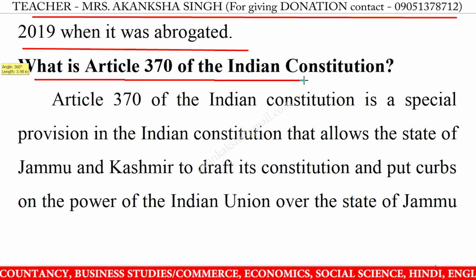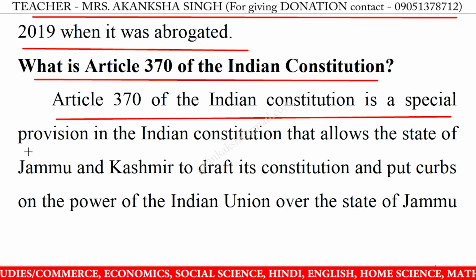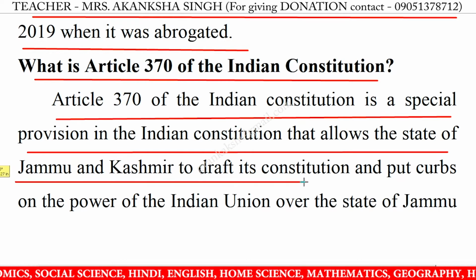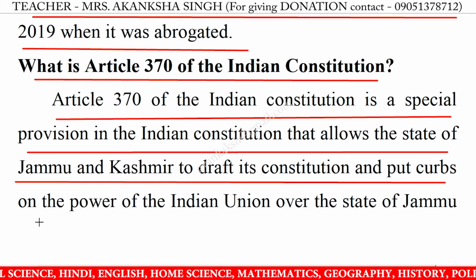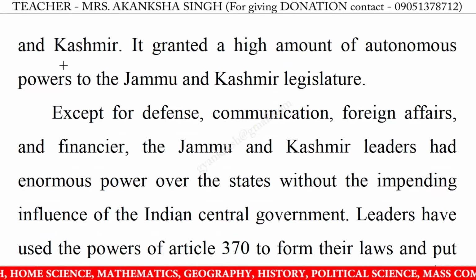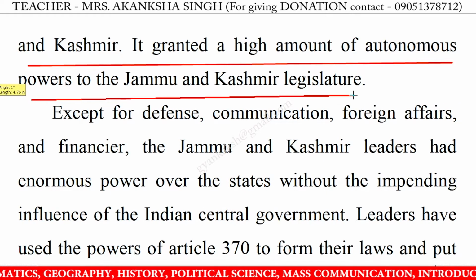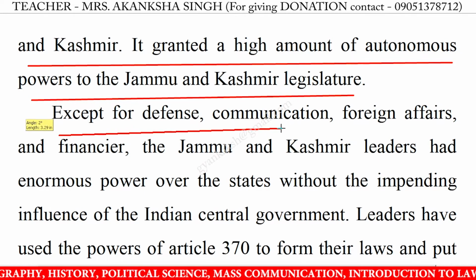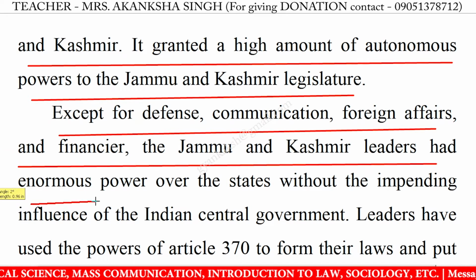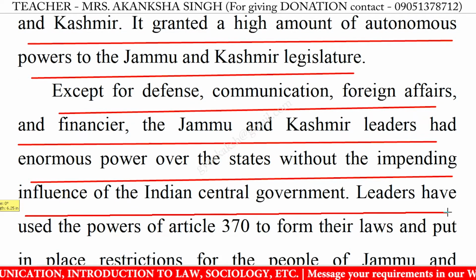What is Article 370 of the Indian Constitution? Article 370 of the Indian Constitution is a special provision that allows the state of Jammu and Kashmir to draft its constitution and put curbs on the power of the Indian Union over the state. It granted a high amount of autonomous powers to the Jammu and Kashmir legislature. Except for defense, communication, foreign affairs, and financial matters, the Jammu and Kashmir leaders had enormous power over the state without the impending influence of the Indian central government.